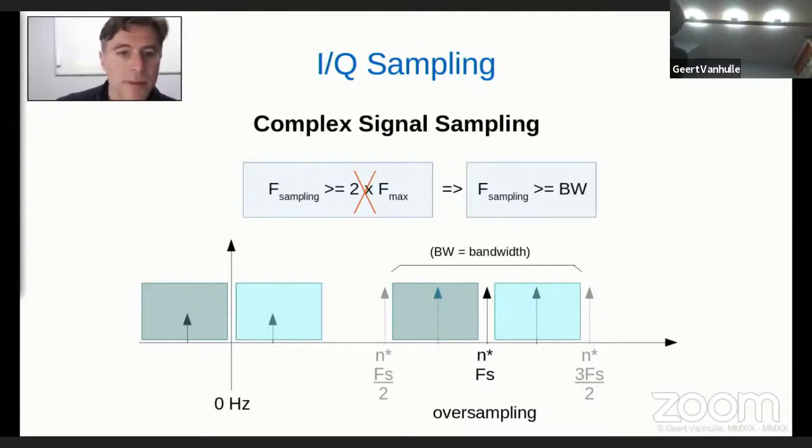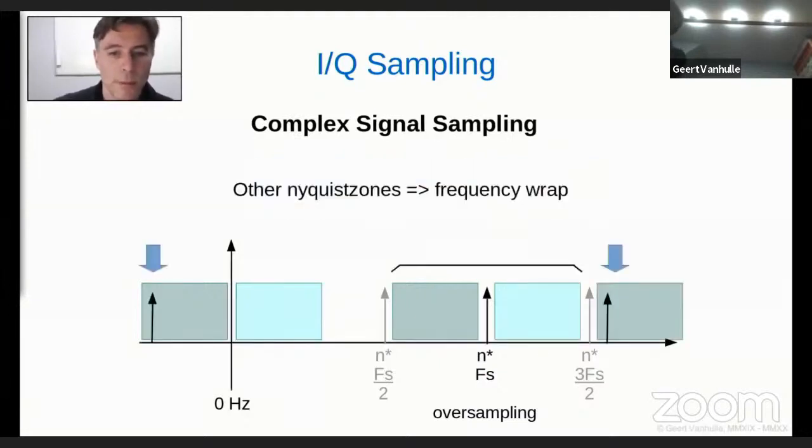Now, what happens if we have a frequency that is outside of the Nyquist zones of our bandwidth? Well, we enter a new Nyquist zone, and now instead of having these low to high, high to low, low to high, high to low flipping frequency pages in our folding spectrum, we have something different.